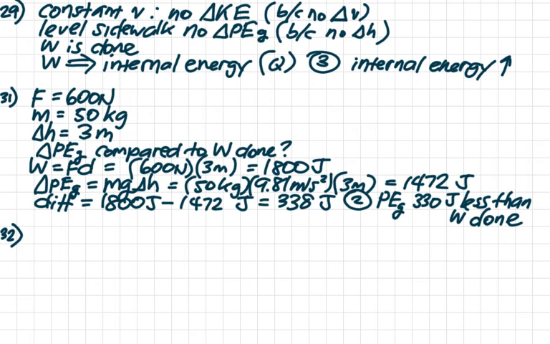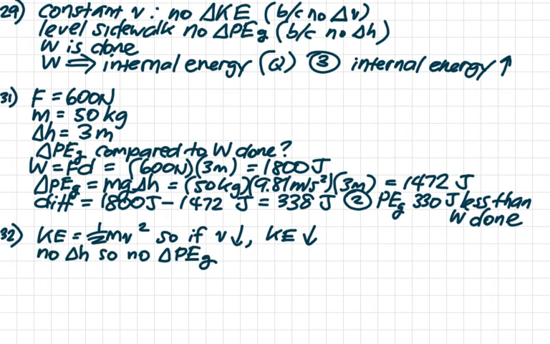What happens to kinetic energy and internal energy? Well, it's slowing down, so the kinetic energy is going to decrease. And it's a horizontal tabletop, so there's no change in height, there's no change in gravitational potential energy. And so if there's no change in potential energy, then if the kinetic energy decreases, where does it go? It goes into internal energy.